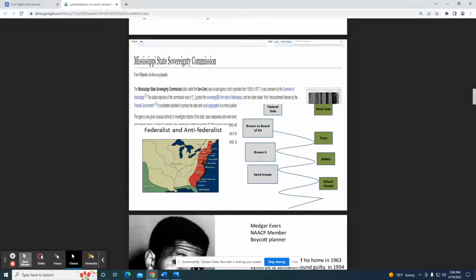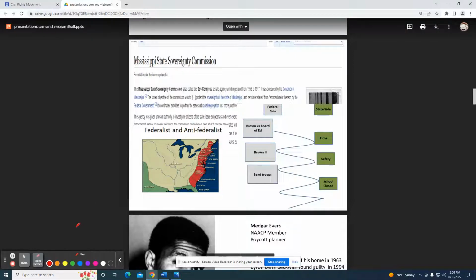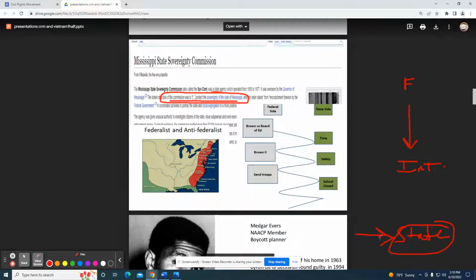It was to protect the sovereignty of the state of Mississippi. So this language right here is crucial. If the federal government is trying to pass legislation that says we're moving towards integration, states have to comply. So the argument here is that we're trying to maintain the sovereignty, the independence, and the freedom of Mississippi. So we would love to comply as the state of Mississippi with integration. However, we're really fighting for the sovereignty of states because, once again, it's about states' rights.